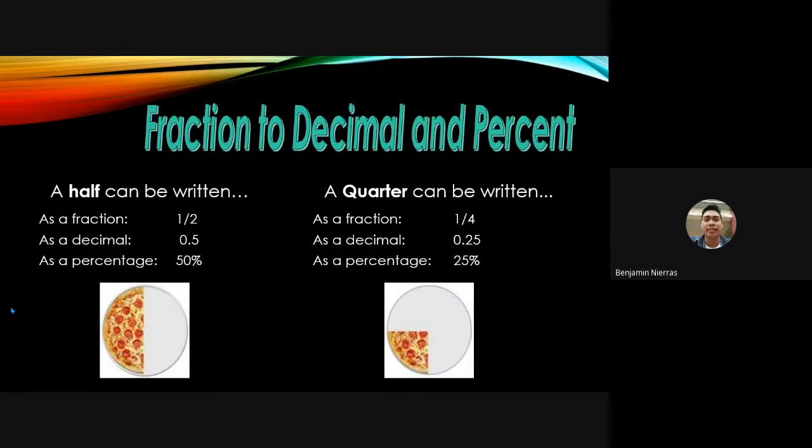Suppose we have a half. A half can be written as a fraction as 1/2, in decimal that is 0.5, and in percentage that is 50%. What else? A quarter can be written as a fraction, 1/4, and 0.25 in decimal, and in percentage that is 25%. As you can see, not only a half or quarter, but all numerical values in fractions always have an equivalent value in decimal and percentage. They are three different forms of the same number: fraction form, decimal form, and percentage form.